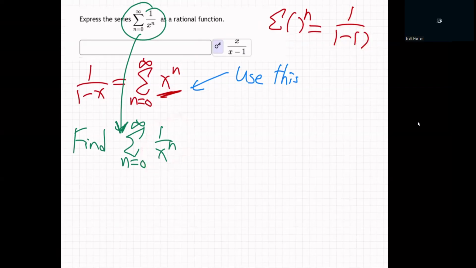You might say, problem is the x is on the bottom, right? Right, but we can rewrite that. We can say that that's equal to the sum from n equals 0 to infinity of 1 over x, to the nth power, right? Because that's the same thing. That n goes there, n goes there. The 1 to the n is just 1. Nothing's changing there. That's x to the n.